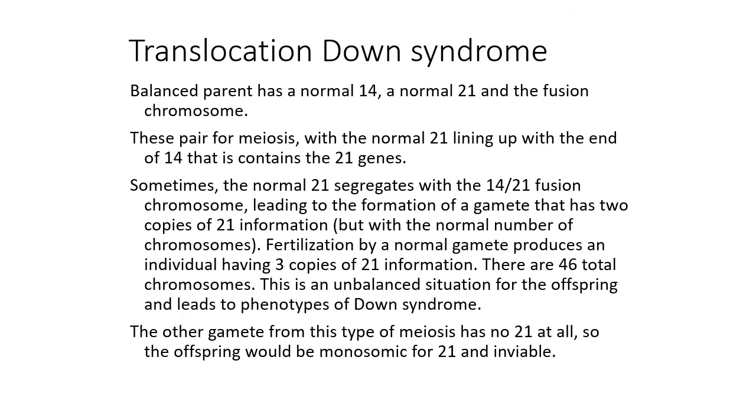Okay, reiterating, the balanced parent has a normal 14, normal 21, and the fusion. They pair, lining up with their homologous sequences, and the problems occur when they segregate. If you get the 21 going with the fusion chromosome, you end up with extra 21 information in that gamete, with the result that you end up with Down syndrome in the child. Of course, the other gamete has no 21 at all, so that offspring would be monosomic for 21, and that's an inviable situation.